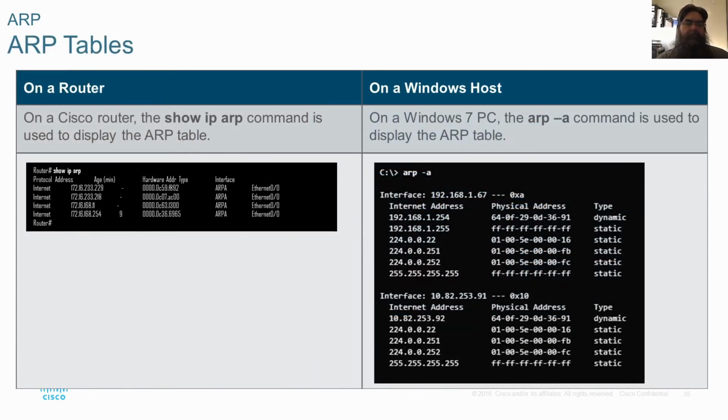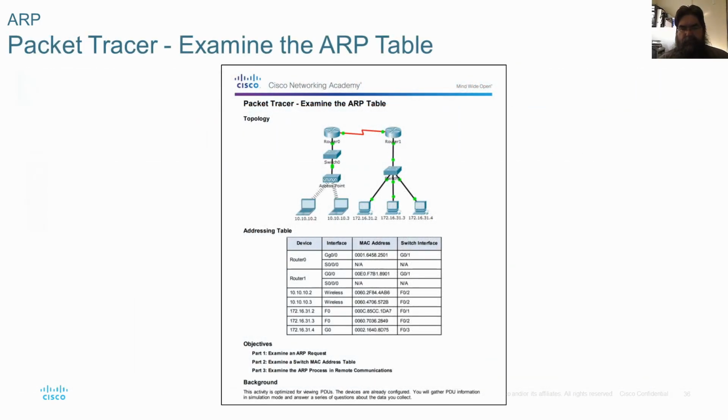An example of an ARP table: the left hand side shows a router, the right hand side a Windows PC. So you've got the IP address, the physical address, and how it was learnt. Examining ARP tables is the next lab within the series for Chapter 5.